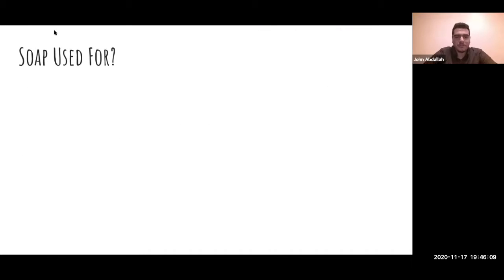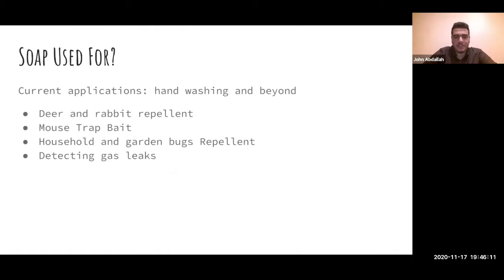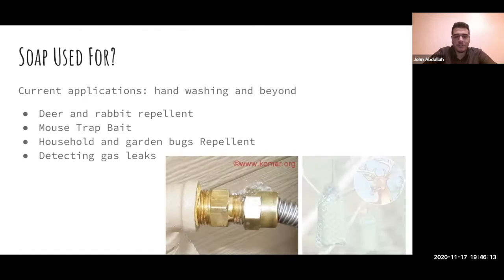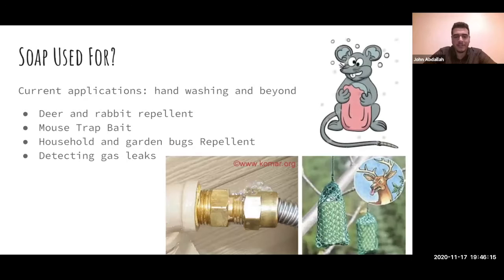So what is soap used for? The most prominent use for soap is just hand washing, but other than hand washing, you can also use it as a repellent for deer, rabbits, and bugs. They all hate the smell of it. Other than that, mice actually love the smell of soap, and they also like to eat it, so you can use it as mouse trap bait. Other than that, you can also use it for detecting gas leaks. You can just rub a bar of soap on top of a pipe, and then if it bubbles, then you have a leak.